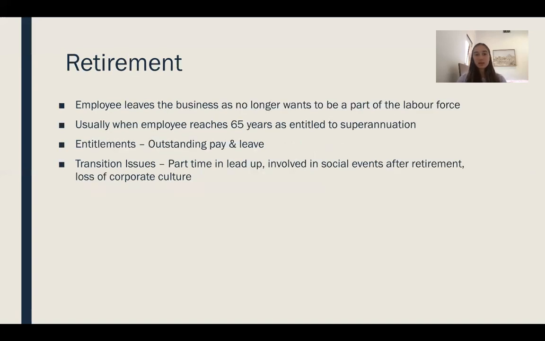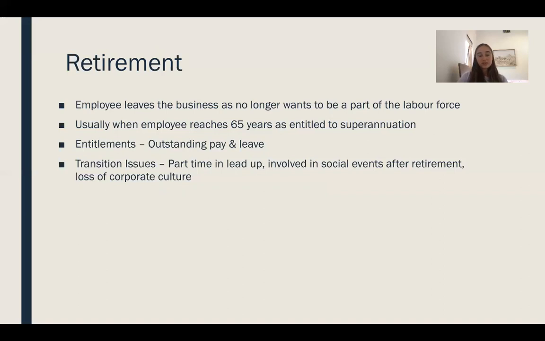The next one is retirement. Retirement is when the employee leaves the business because they no longer want to be a part of the labour force. Usually that's when the employee reaches 65, because they're entitled to the superannuation that the employer has been paying whilst they are working at the business.